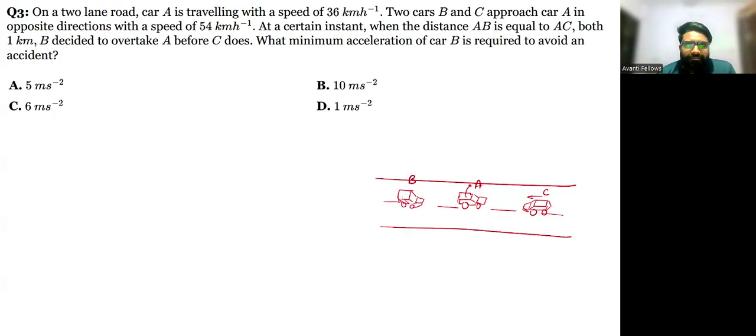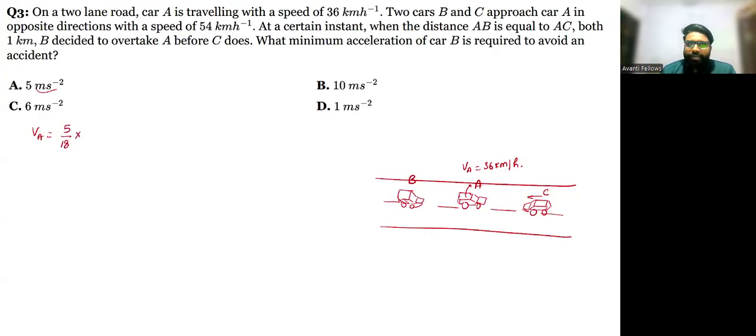So according to the language of the question, car A is traveling with 36 km per hour. So VA we can say is 36 km per hour. Now it's very important here to convert this kilometer per hour into meter per second because the answer is mentioned in meter per second. So to convert VA into meter per second, you have to multiply this by 5 by 18.